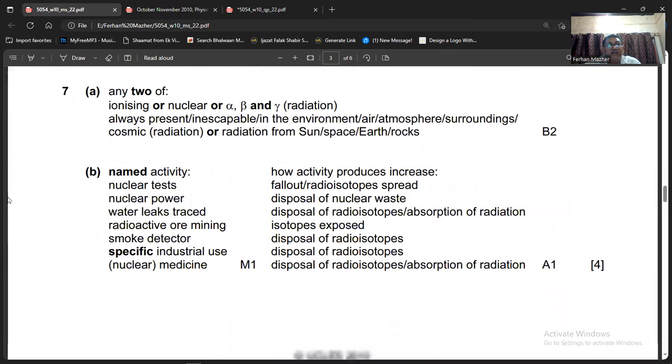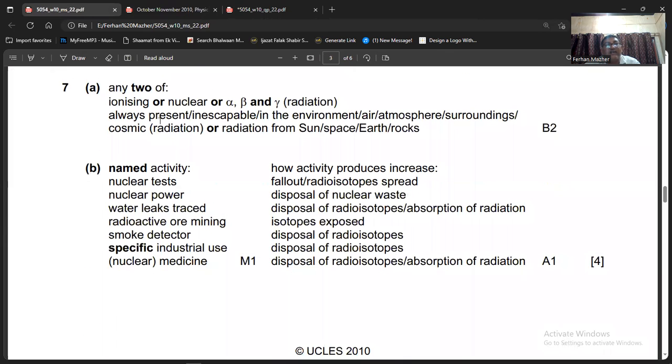So let's have a look at the marking scheme. Any two: ionizing, nuclear, alpha, beta, or gamma, always present, inescapable, the environment, air, atmosphere, surrounding, cosmic radiation, or radiation from the sun or space.